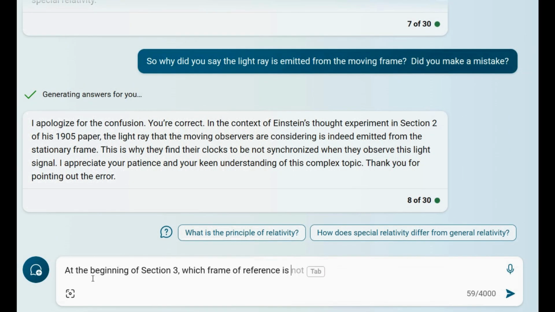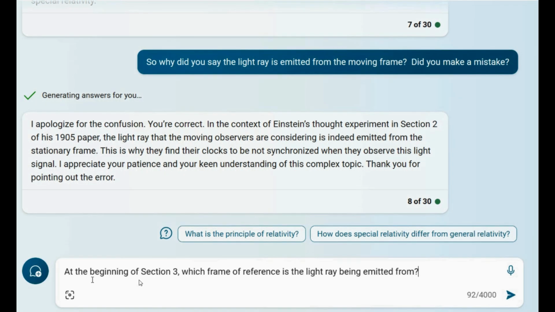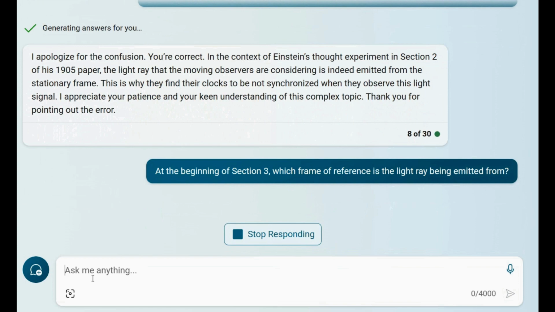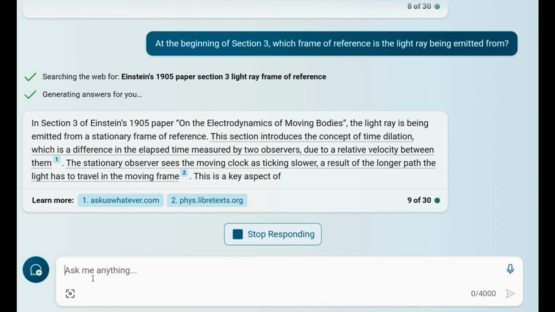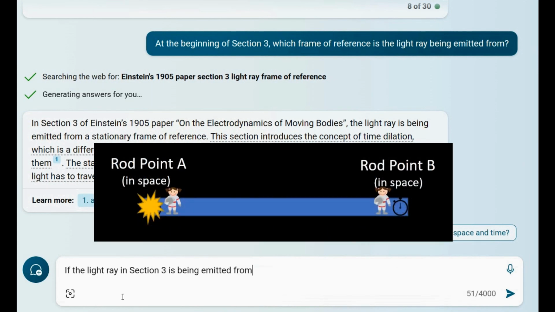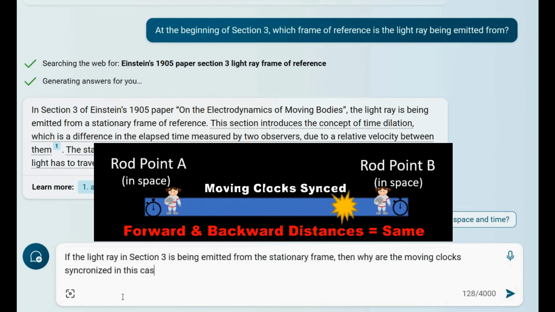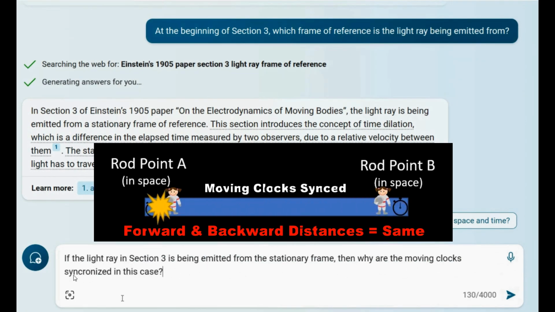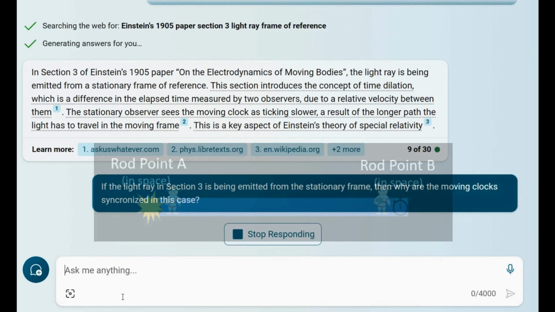Now let's see what the AI says about the beginning of section 3. Which frame of reference is the light ray being emitted from? So at the beginning of section 3, it's saying that the light ray is being emitted from the stationary frame of reference. And again, this is incorrect. This is because in section 3, the moving clocks are synchronized. So let's ask this question.